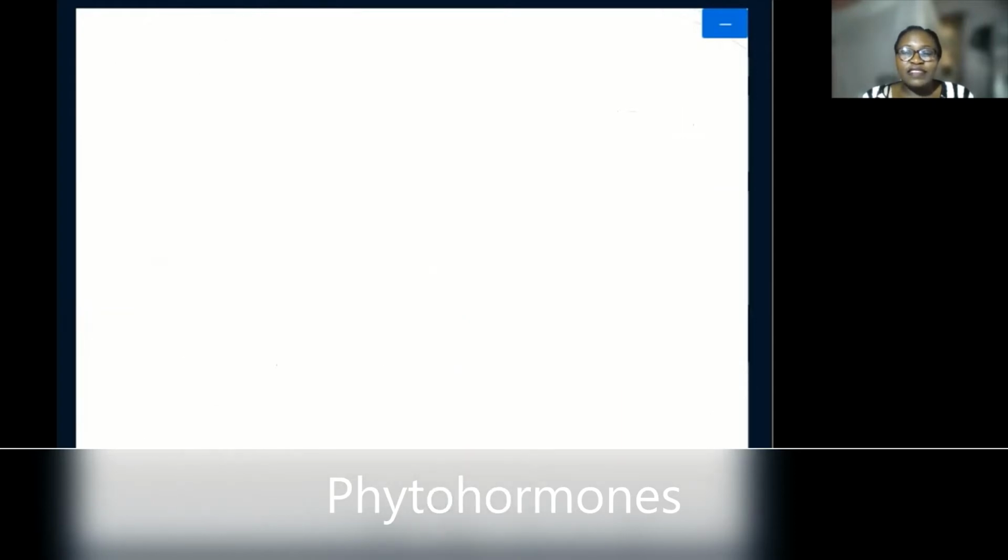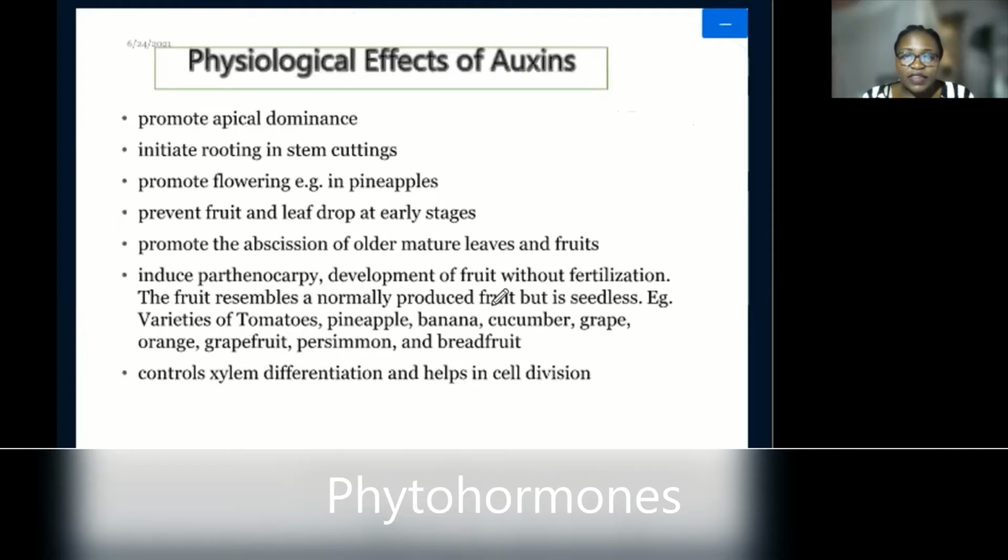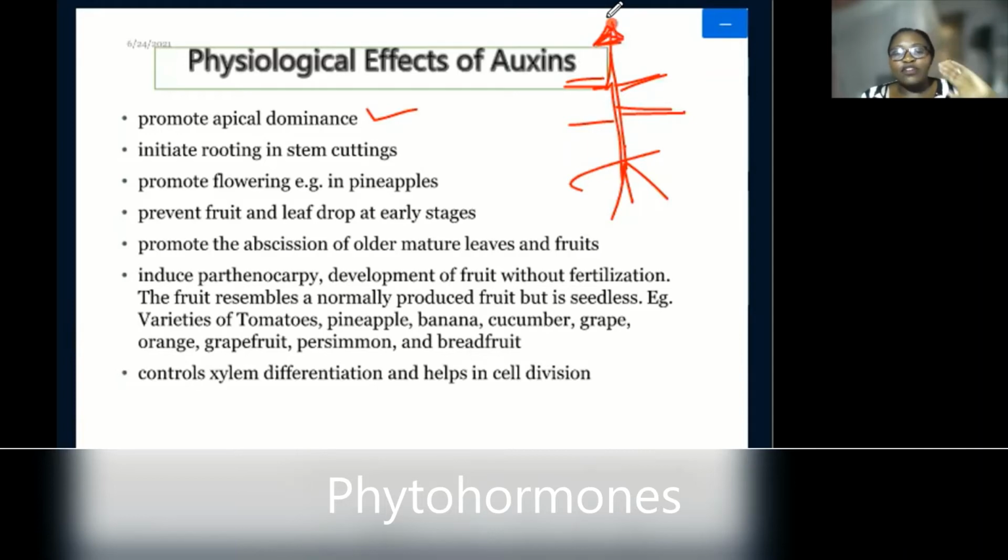So auxins generally have the following effects. One of them is to promote apical dominance. Apical dominance means that there is a shoot that is always growing, that is a favored growth, as others are forming stems. So if this is our major stem, others are forming branches. That's our plant. These are the roots. There is promotion of apical dominance. So this apex continues to grow, and that is what gives continuous growth of length of plants.